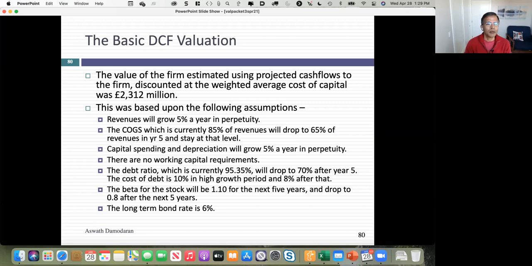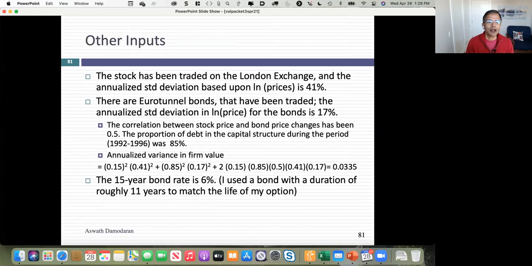But why might you want to buy Eurotunnel? Because the debt is long-term and something good might happen. To capture what could happen, I looked at the variance in value, and here I looked at publicly traded shares in Eurotunnel and bonds. Why? Because it was in a sector where there were no publicly traded companies where I could look up the industry average. The stock price standard deviation was 41%. The bond price standard deviation was 17%. So I looked at traded bonds, traded stock.